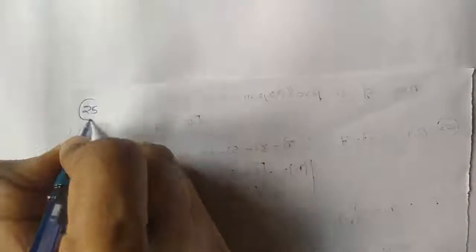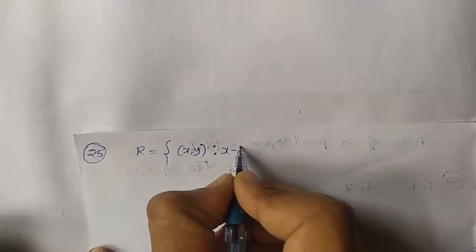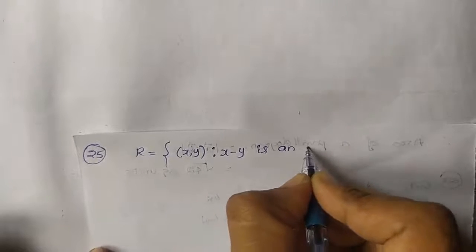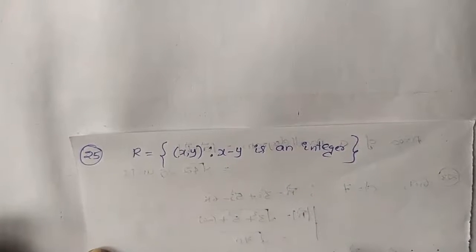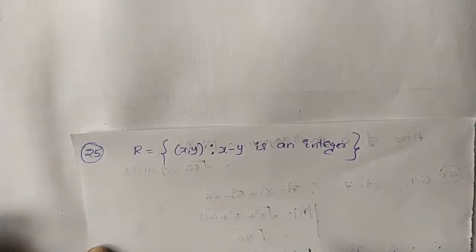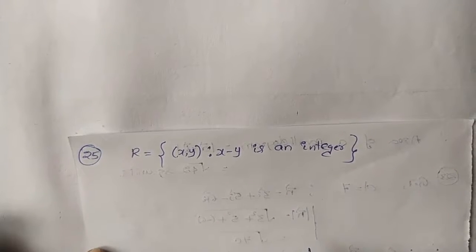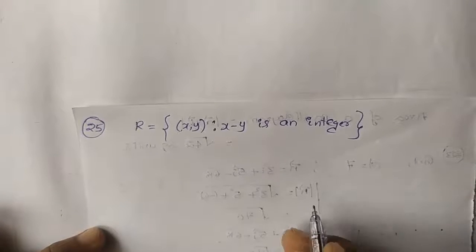See the 3 marks question, 25th question. In this question paper, show that the relation R in the set Z given by R equals x comma y such that x minus y is an integer is an equivalence relation. We have to prove that this relation is an equivalence relation. Equivalence relation is nothing but reflexive, symmetric and transitive.